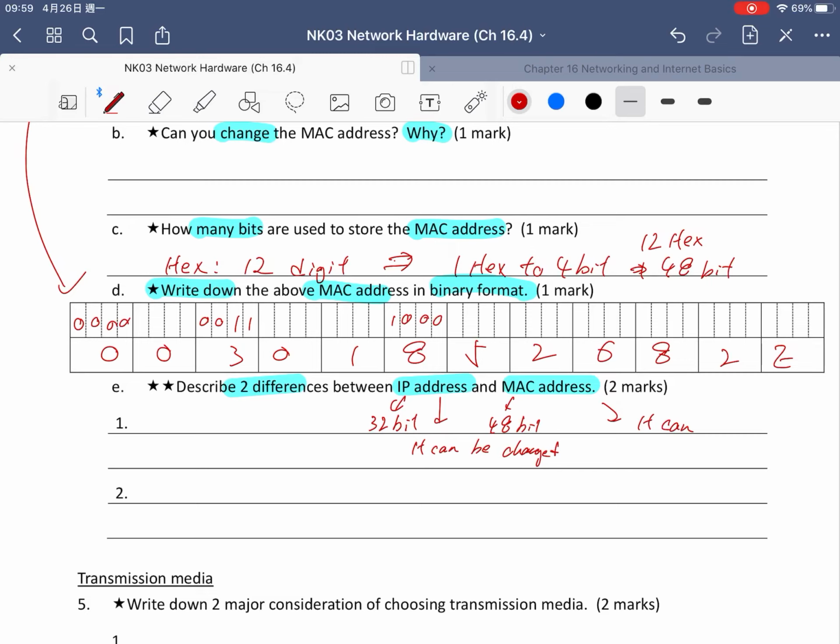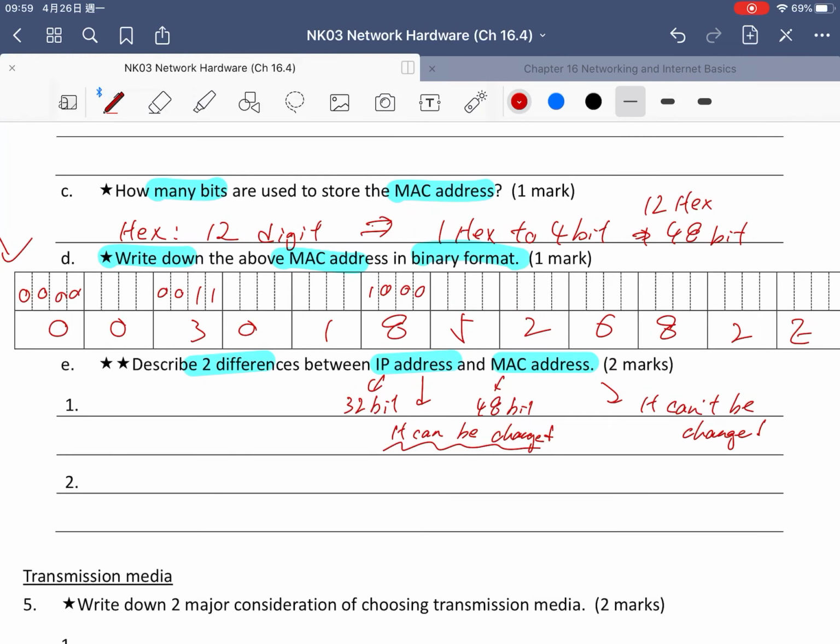MAC address can't be changed. You have done some practical exercise about connecting the computer to the school network and connecting the computer to the sole router. You can see the IP address is changed. So you can describe in a complete sentence. Okay, for this question, the number of bits in IP address and MAC address, they are different. For the IP address, it can be changed, but MAC address, it can't be changed because it is stored in the ROM.